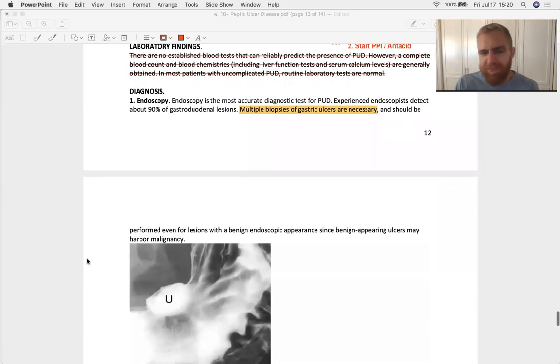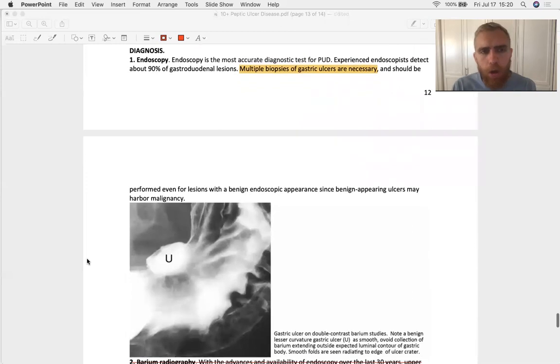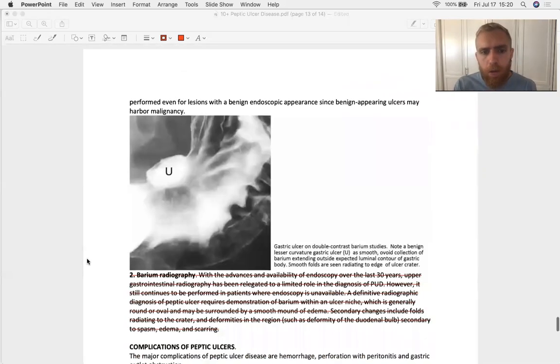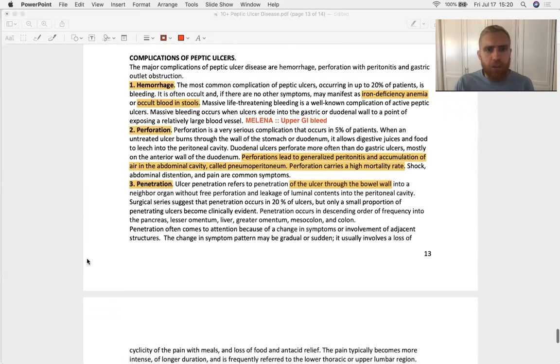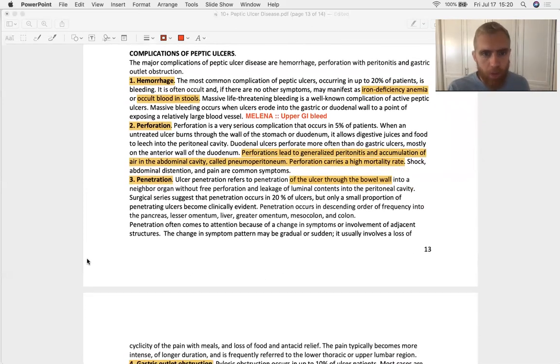Lab findings, nah, not for peptic ulcer disease. Diagnosis, anytime you diagnose any organ, you want to take multiple biopsies, especially in the GI tract. And complications, we've discussed them a little bit. Hemorrhage, melena is your upper GI bleed, and hematochezia is your lower GI bleed. The difference in coloration is because of stomach acids oxidizing the iron and heme. You might observe iron deficiency anemia on a blood count or something like that, or a low hematocrit.